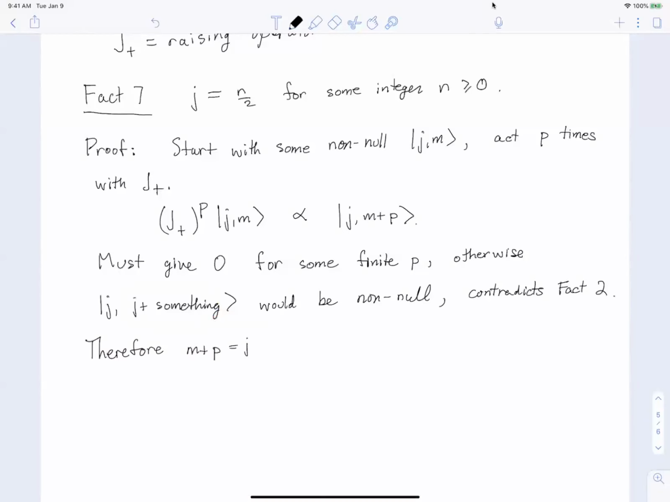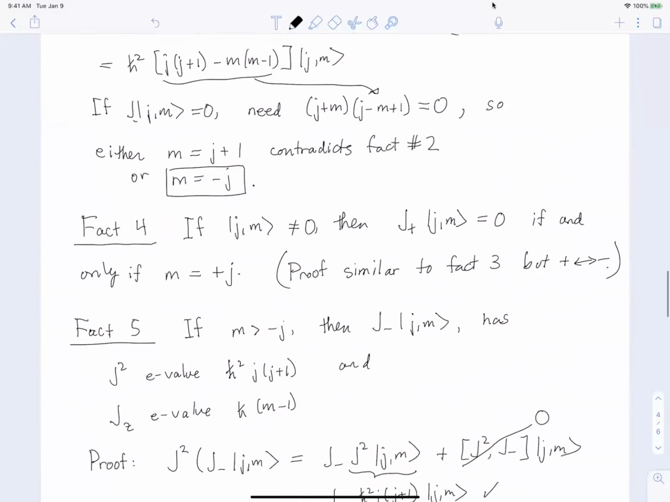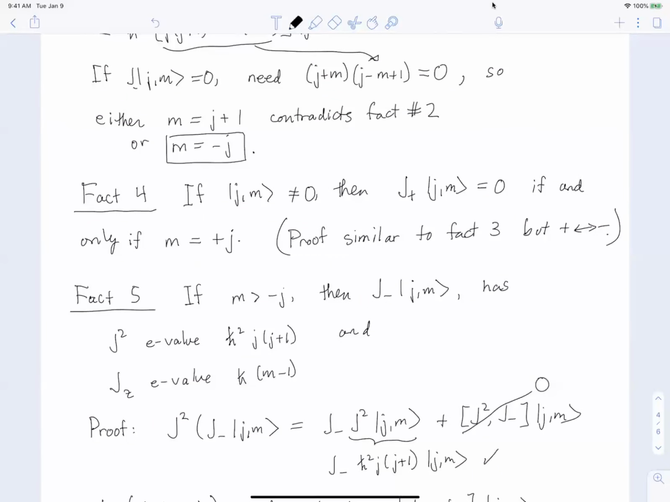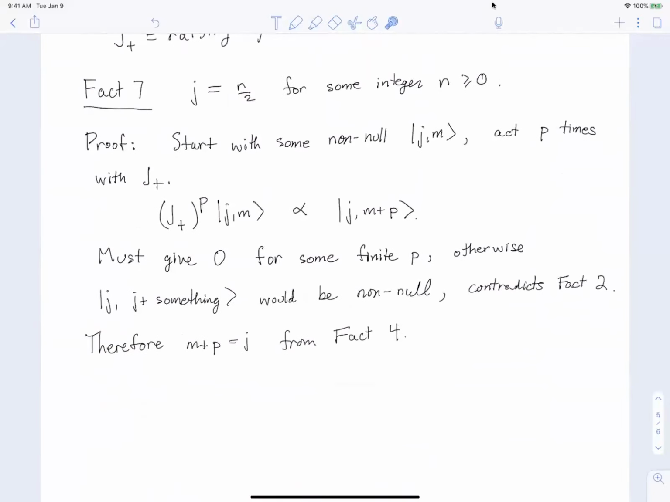For some p from fact 4. All right, so let's go back and look at what fact 4 was. Fact 4 said that if Jm is non-zero, then j plus Jm is null if and only if m is equal to j. That's saying that if we act with j plus enough times, we have to get m plus p equals j so that this can be the null ket, because if it's not null, that would contradict another fact, fact 2.